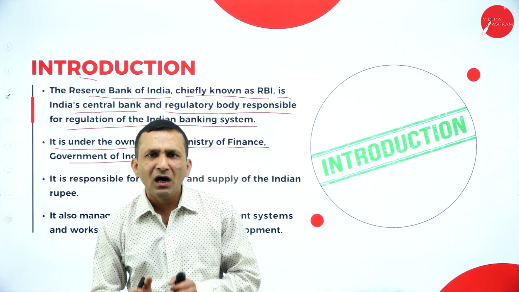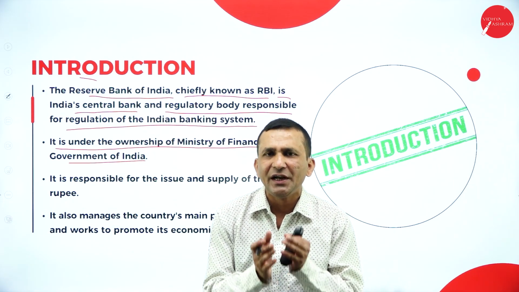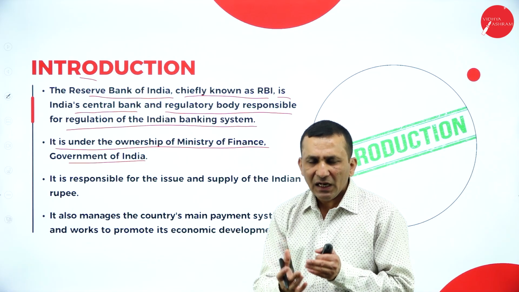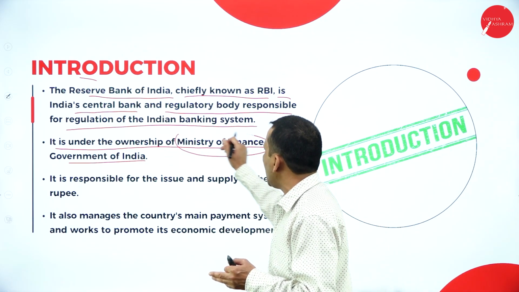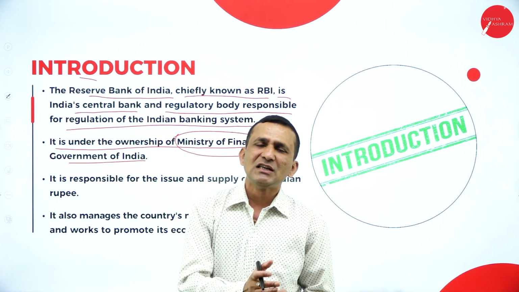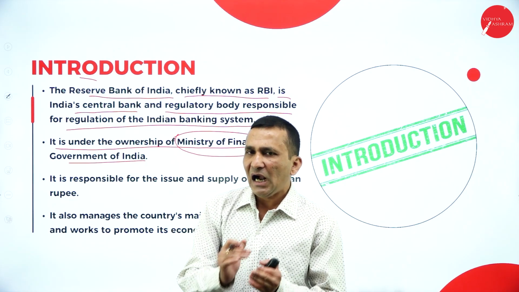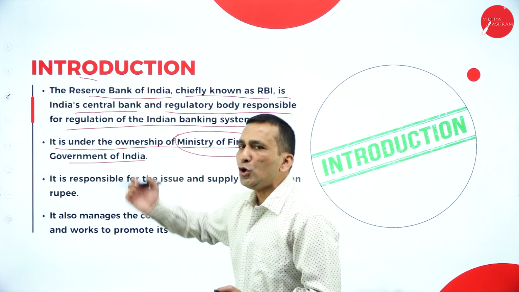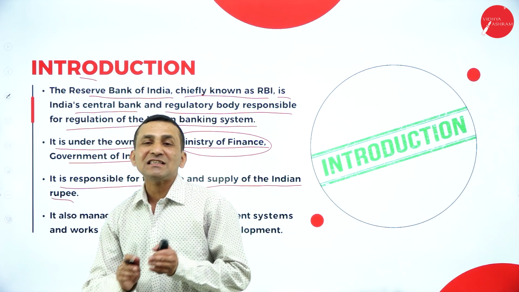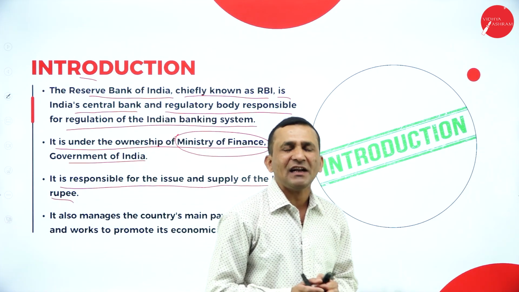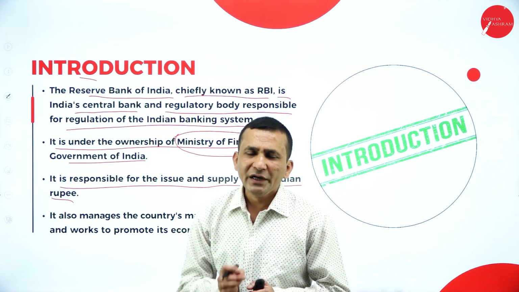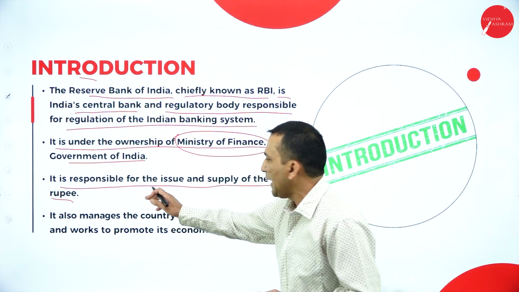Under the Government of India, in this country, how many banks are operating? Everything, the RBI is taking whole responsibility for. The Ministry of Finance is completely related to financial concepts, and the bank is related to financial instruments. So RBI takes responsibility under the guidelines of the Ministry of Finance, Government of India. It is responsible for the issue and supply of the Indian rupee, because not even a single bank has any right to print currency. Only RBI is responsible to issue and print Indian currency.